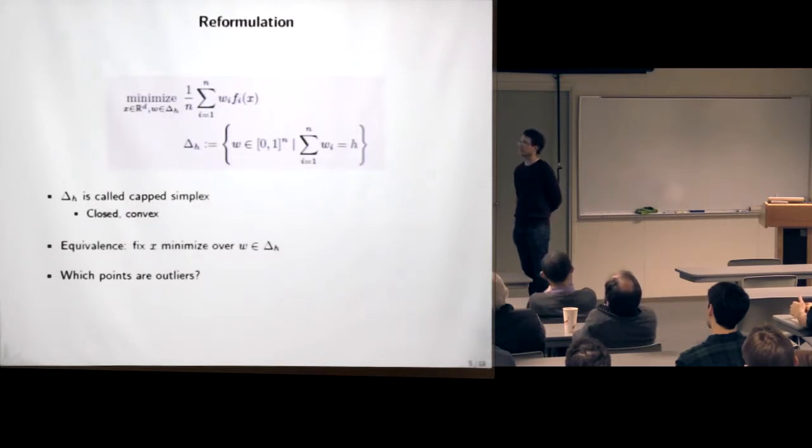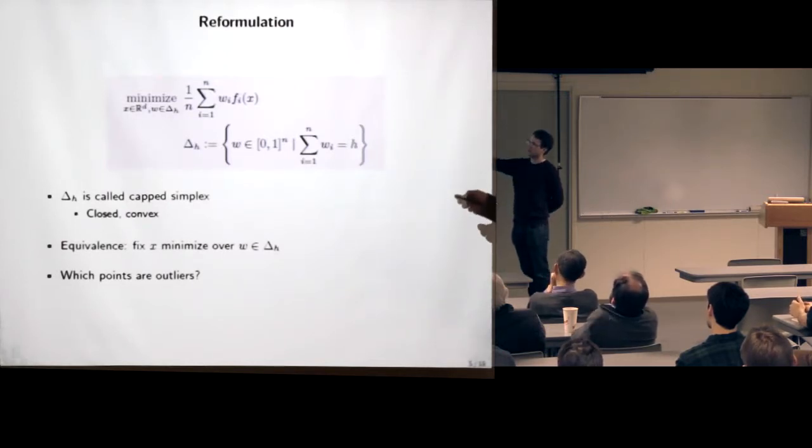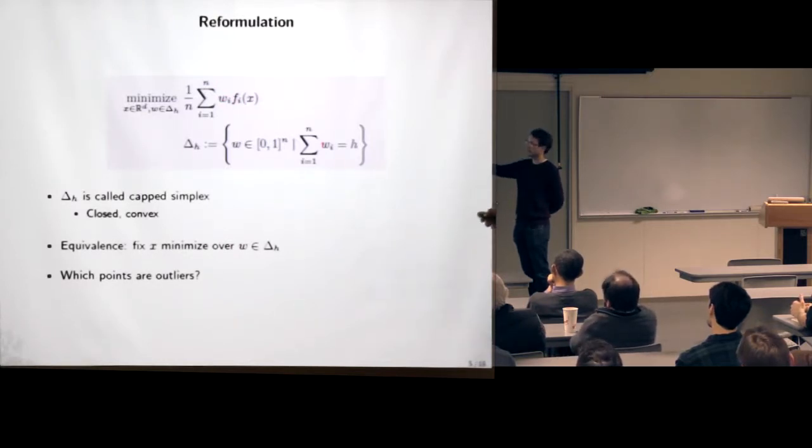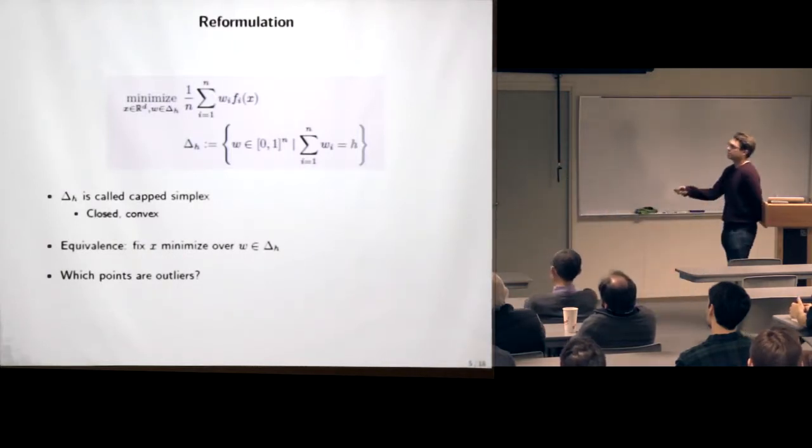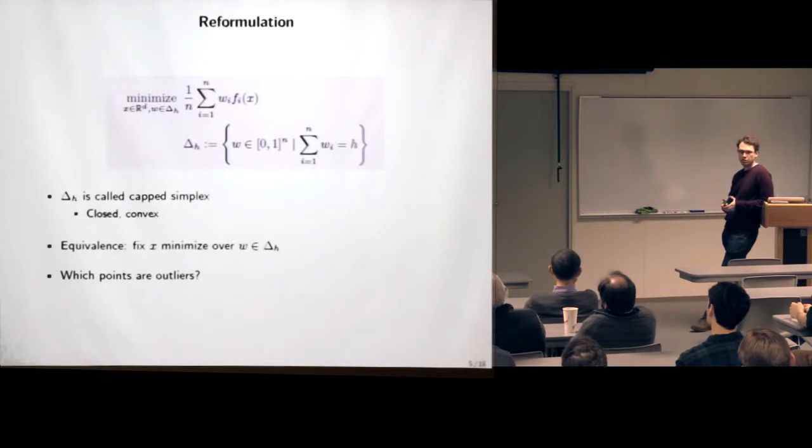that looks a little more smooth. Okay, so what I do is I weight each objective term by some number w, and then I constrain the w's to sum up to h. All right, so this set, this delta h, is a set that I'll call the cap simplex. It's closed, it's convex. Can anybody tell me what happens if you fix x and minimize over w?